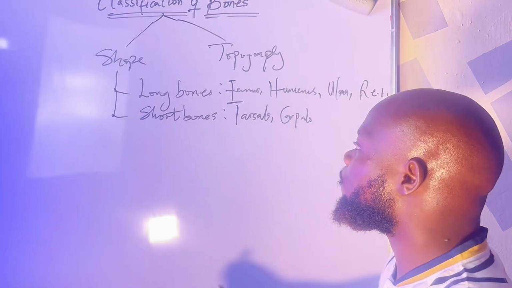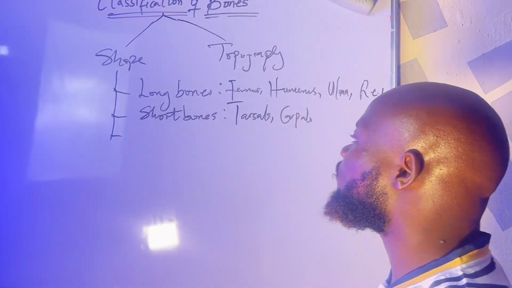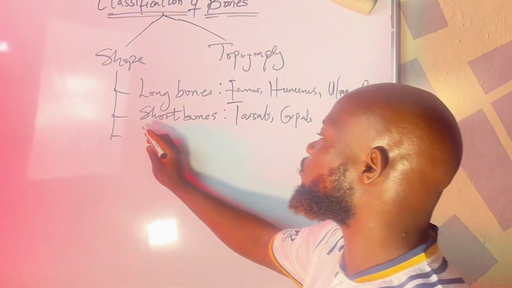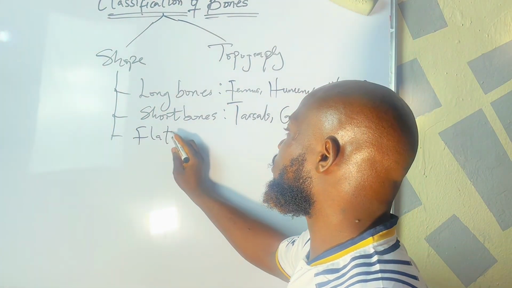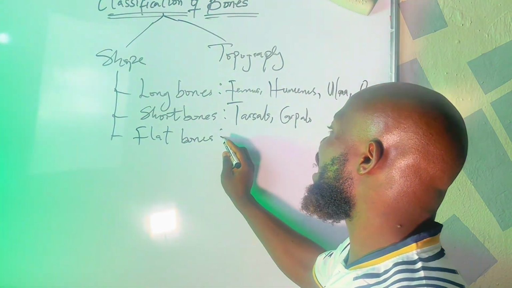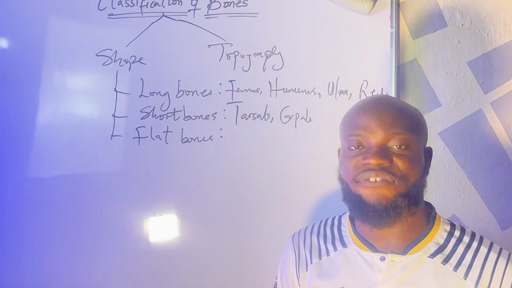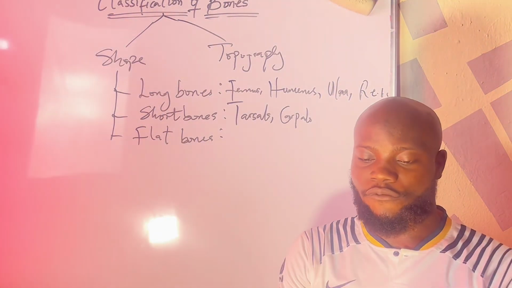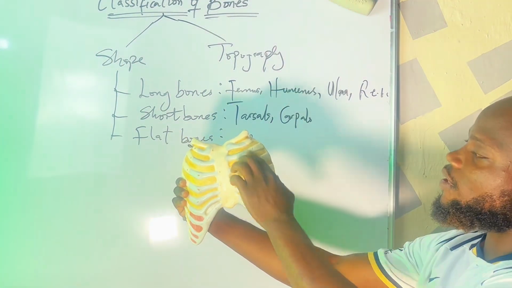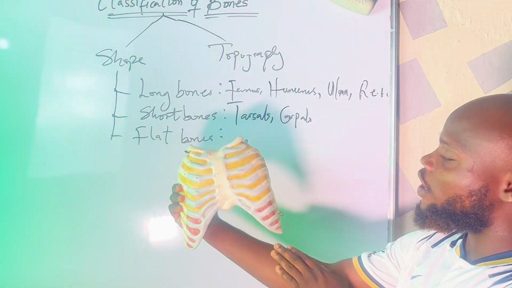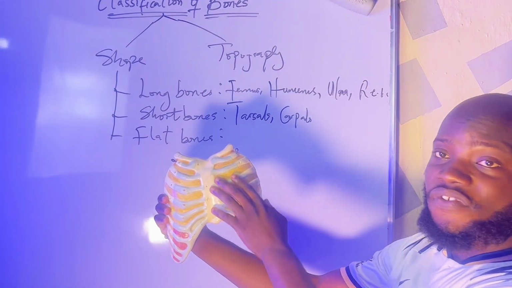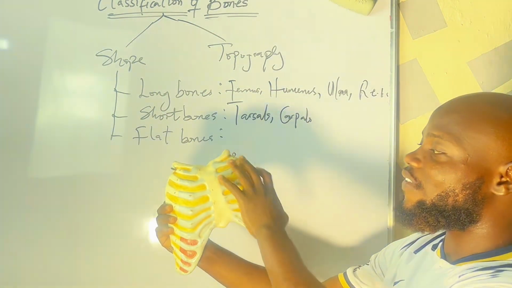Now, the next one we have is flat bones. You should understand that it means the surface of the bone is flat. Examples are the ribs. Can you see the ribs? Their surface is flat. That is why they are classified as flat bones.